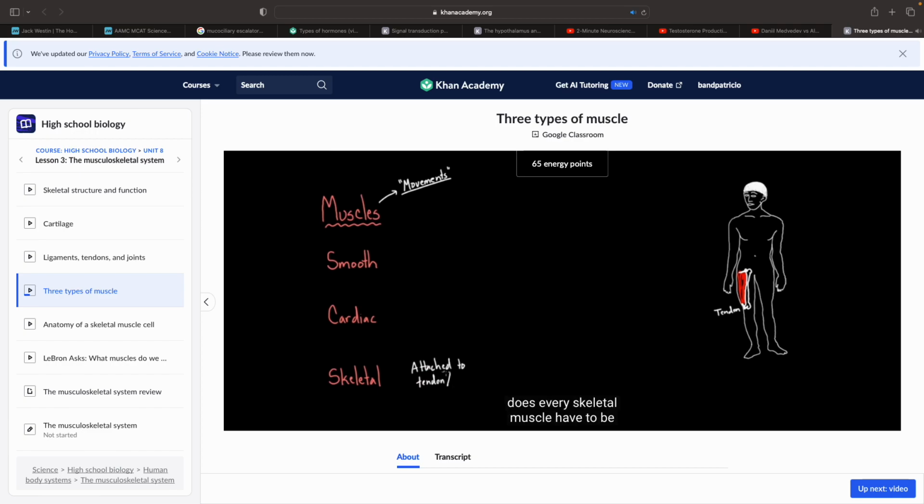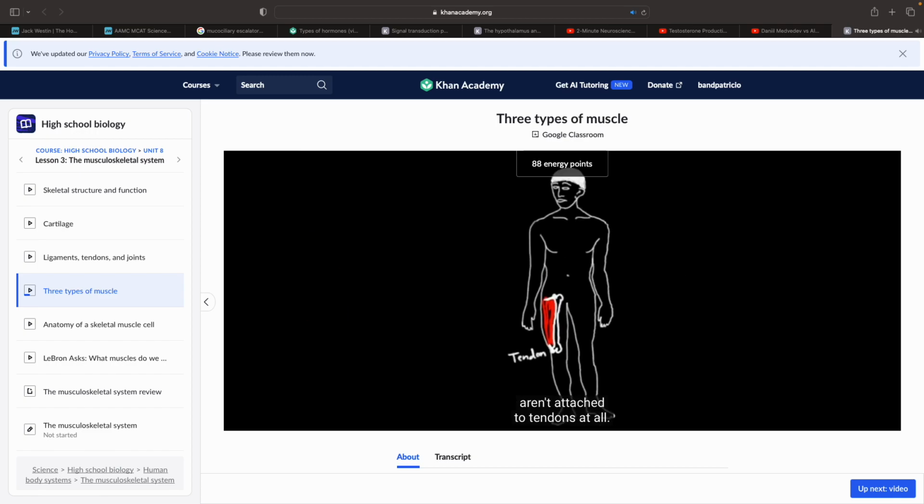Now, that brings up the question, does every skeletal muscle have to be attached to a tendon and bone? Well, the answer is no, actually. There's some muscles that really aren't attached to tendons at all. In fact, right above the muscle we just drew is a muscle called the external oblique muscle. And don't worry so much about the names, but the idea here is that this muscle is actually not attached to a tendon. Well, in a sense, I guess you could think of it as a tendon, but it's like a flat tendon, basically a giant kind of sheet of fibrous tissue.